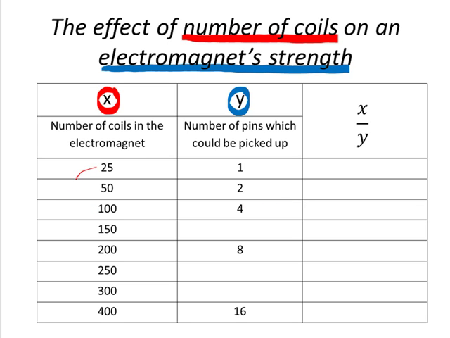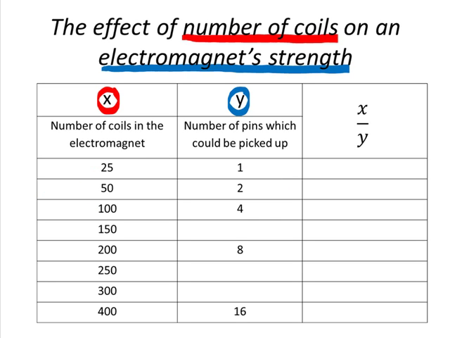Let's compare the first electromagnet to the third. 25 times what gives you 100? 100 divided by 25, and the answer is 4. 25 times 4 equals 100. 100 is 4 times bigger than 25. And 1 times 4 equals 4. 4 is 4 times bigger than 1. So by increasing the number of coils fourfold, or by a factor of 4, the strength of the electromagnet also increases by a factor of 4.